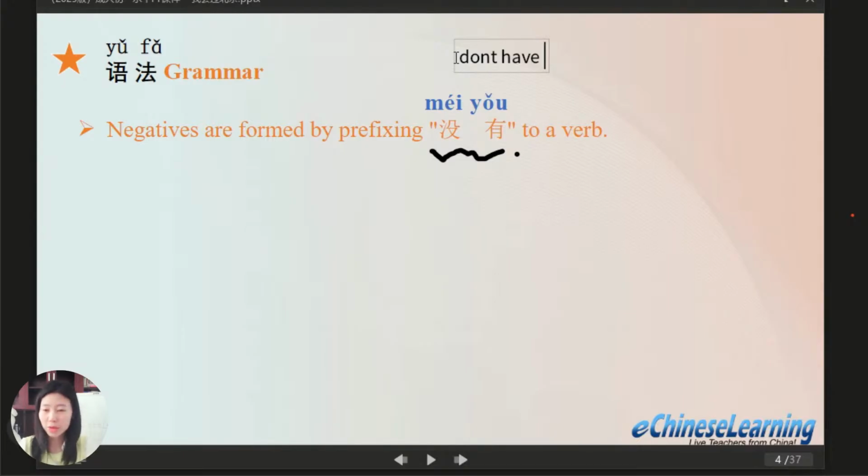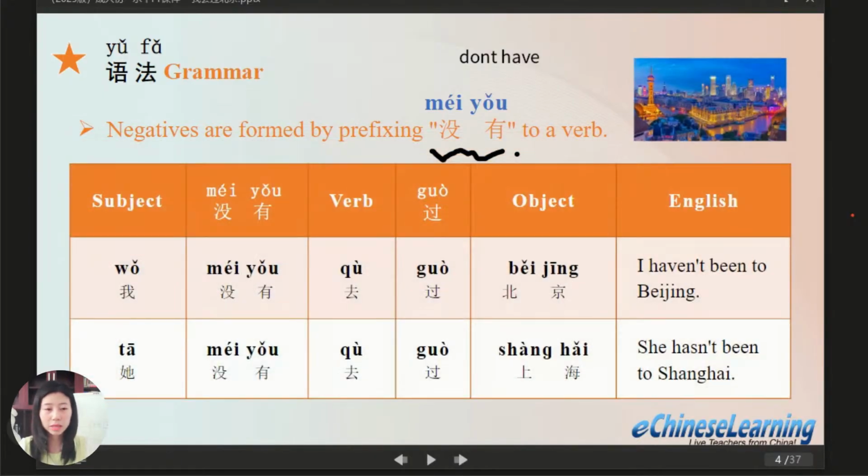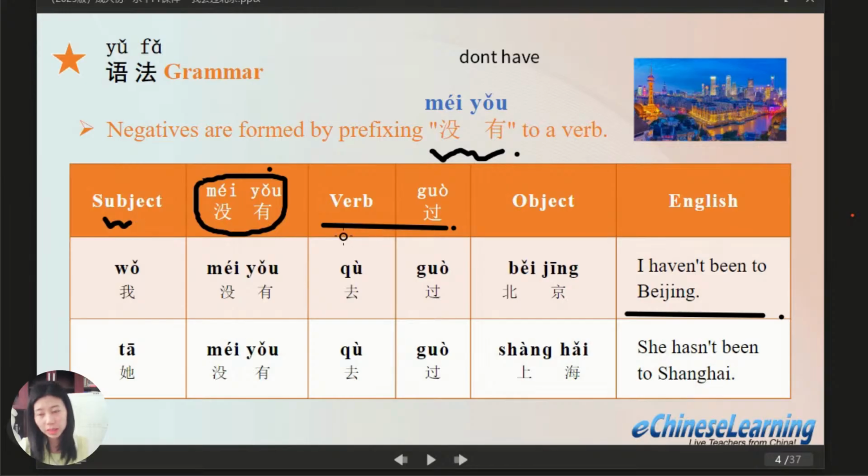We're going to put 没有 into the sentence. The sentence will be "I haven't been to Beijing." Let's analyze the structure. 没有 and the verb 过. Normally we put 没有 before the verb, after the subject, which means I haven't done something: 我没有. So in that sentence, we say 我没有去过北京. I haven't been to Beijing.